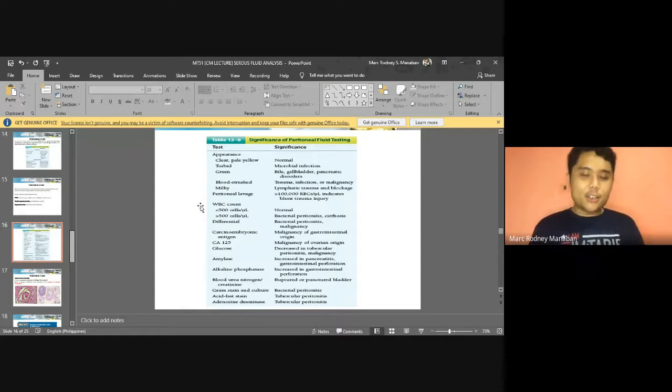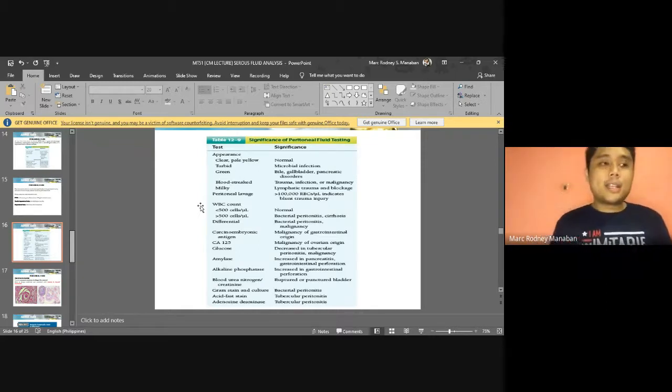Glucose, of course, is decreased in tubercular peritonitis or malignancy. Amylase, pancreatitis and gastrointestinal perforation. ALP also indicates GI perforation, because again, these are enzymes found within the intestines. So if they show up in the fluid, it could be a perforation. BUN and creatinine indicate a punctured bladder, because again, your peritoneal cavity is the abdomen. With a punctured bladder, urine can spill into it, so it will be positive for BUN and creatinine. And of course, gram stain and acid fast are for culture, bacteria and TB. And ADA, as mentioned, is for tuberculosis, all right?